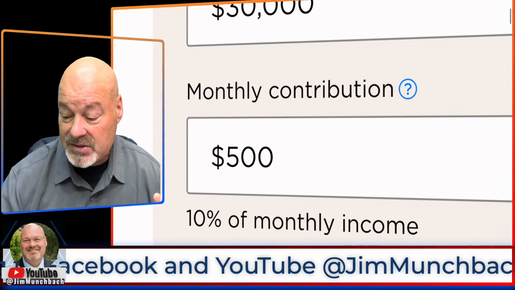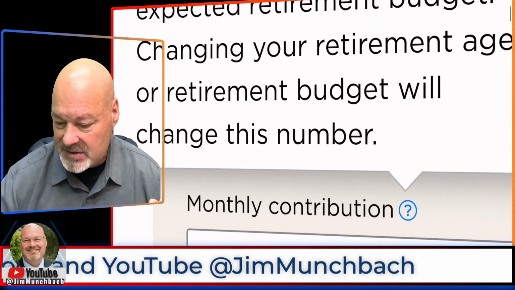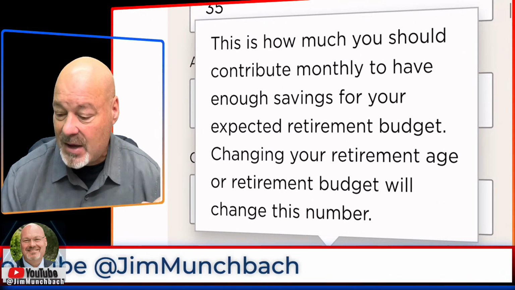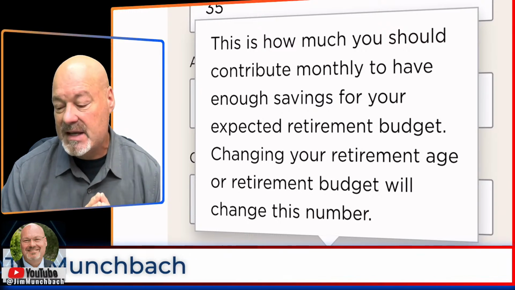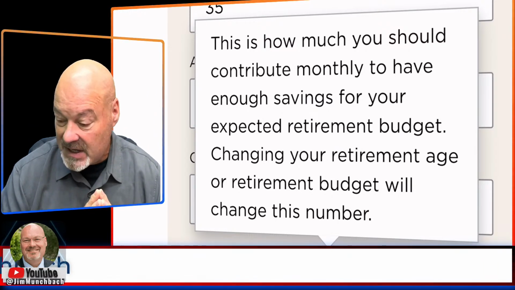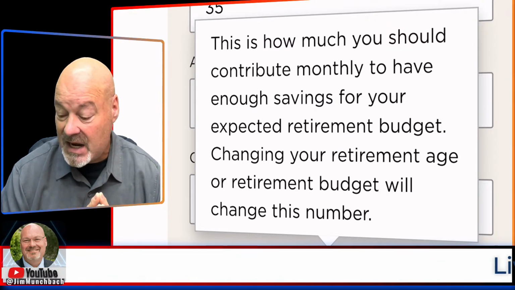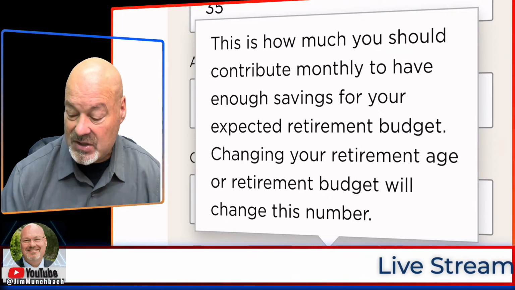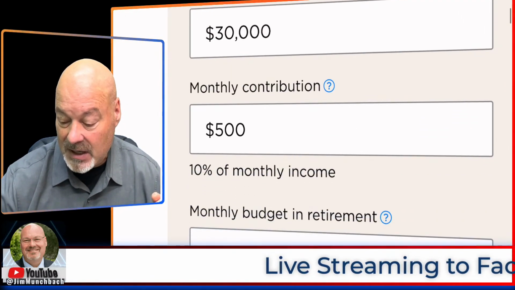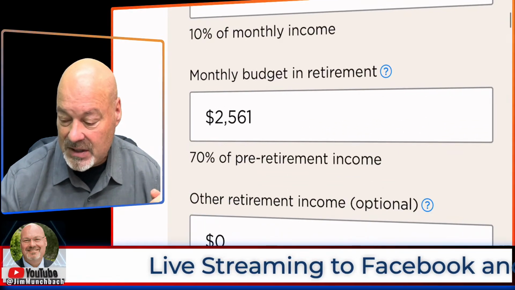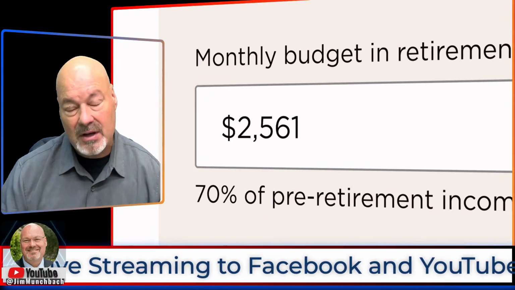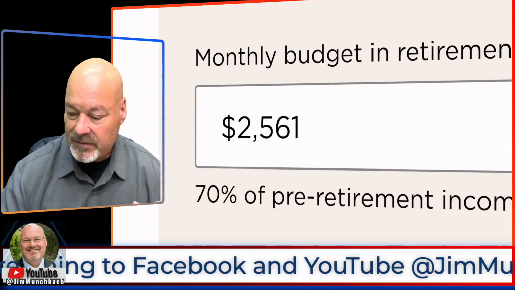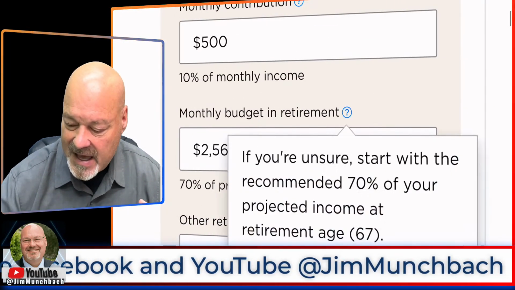And another thing is monthly contributions. Let's see what that says. That says this is how much you should contribute monthly to have enough savings for your expected retirement budget. Changing your retirement age or retirement budget will change this number. So again, monthly budget in retirement, this is where you're going to grab that, remember that detailed view in RightCapital.